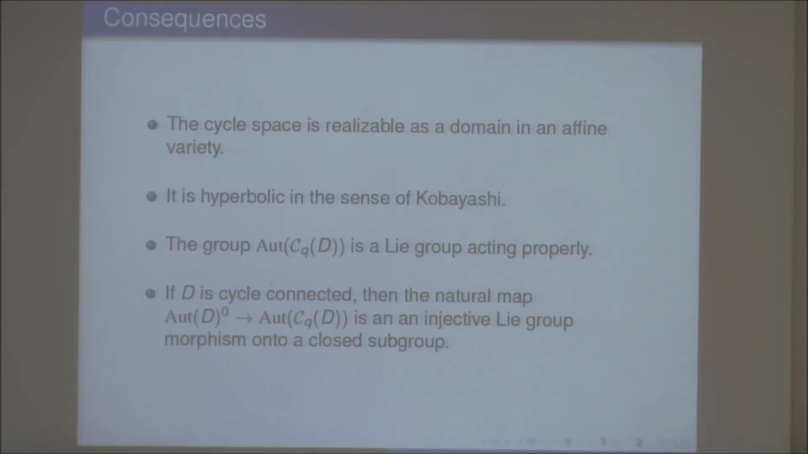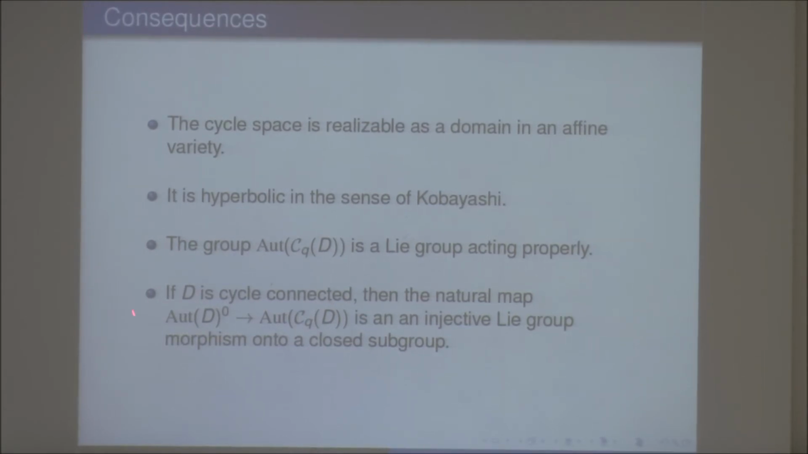Now, it took me a long time to prove the last part. This is the main theorem in the paper in the American Journal rather recently, that in the case it's cycle-connected, then the natural map from the automorphism group of the domain to the automorphism group of the cycle space is injective. Not only injective, it's an injective Lie group morphism onto a closed subgroup. So you have the best situation you could have hoped for. My contribution here is something, but this of course uses a lot of deep classical work on what is a Lie group, what is not a Lie group, and the topology of the situation.